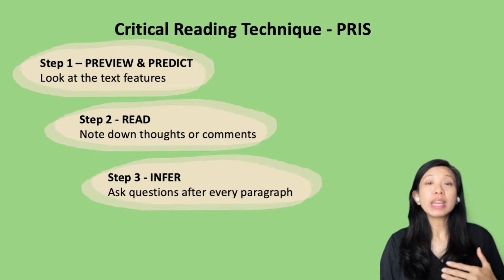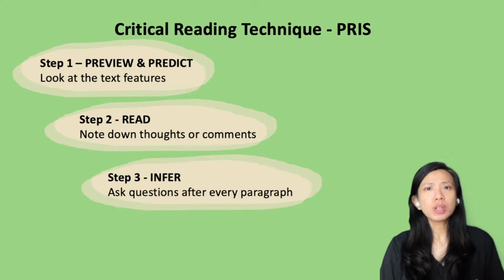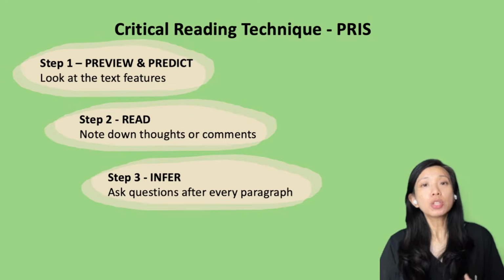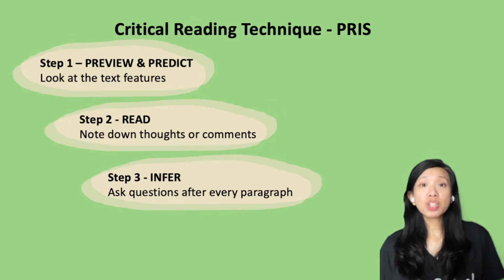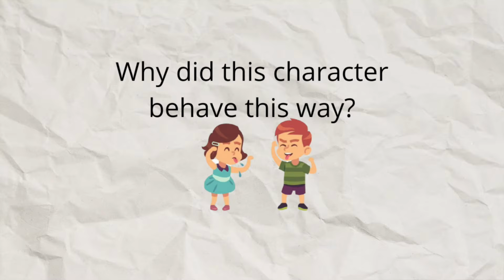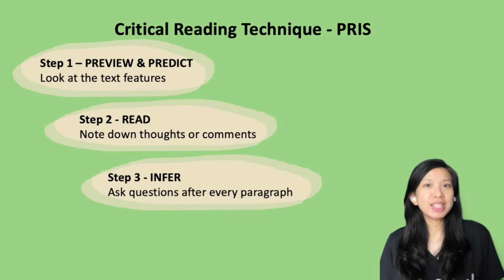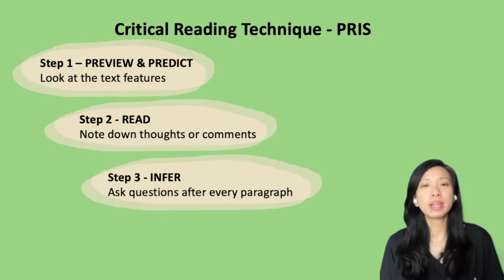After you've read through the text once through, then you go on to step 3. And step 3 is where we infer. So this is a very, very crucial skill that you will need to have in order to help you really fully understand the text. So here, ask yourself questions after every single paragraph. Some examples of questions you can ask are why, how, what. So maybe something like, why did this character behave this way? Or how did the cat get up onto the tree? So any kinds of questions. Again, there are no right or wrong questions here. It's just about you asking questions about the text itself. You are just training yourself to think a little bit more critically about the text, and this overall will help you with your understanding of the text.